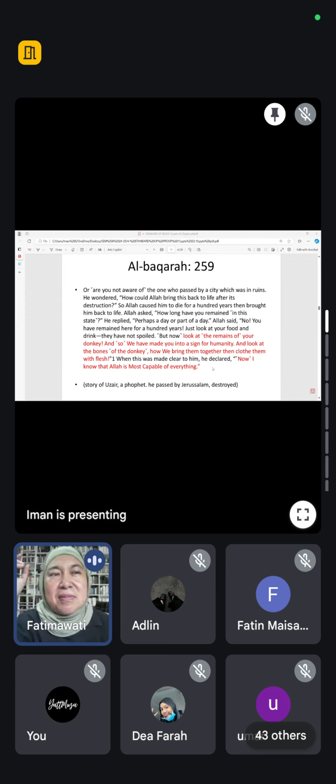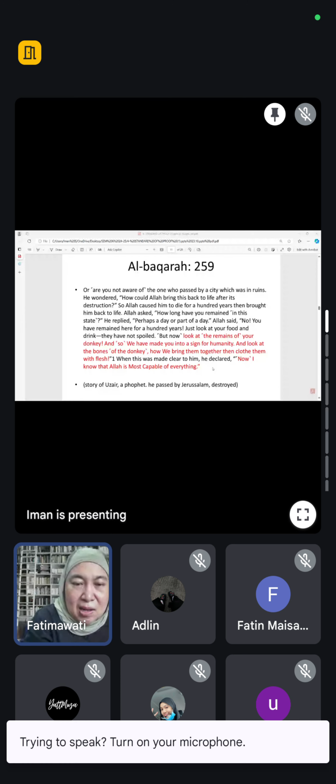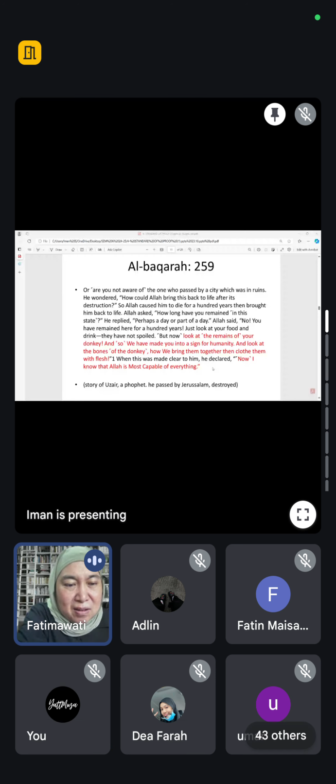So Allah pun tanya dekat dia, agak-agak lah Uzai, kau rasa berapa lama kau mati ni? Uzai pun tengok, masa tu dia ada buah tau. Dia pun tengok buah dia. Buahnya okey lagi kot. Masa sebelum tidur tadi macam ni je rupa dia. Macam ni je, sama je rupa dia. Lepas tu dia kata mungkin half a day, probably one day, perhaps a day or part of a day. Kata macam tu. Lepas tu Allah kata no. You have been in this condition, you know, for 100 years. Just look at your food and your drink. They have not been spoiled.